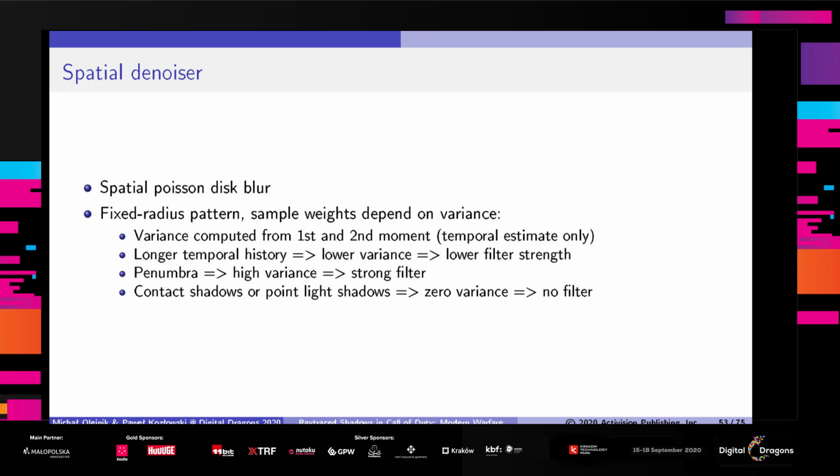Note that spatial filtering introduces bias to our shadows, so we want to keep its strength low if it is not needed. As temporal accumulation collects more frames, variance goes down, so we fade out the strength of the spatial denoiser. Outside of that, variance filtering allows us to avoid overblurring of contact shadows or point light shadows.